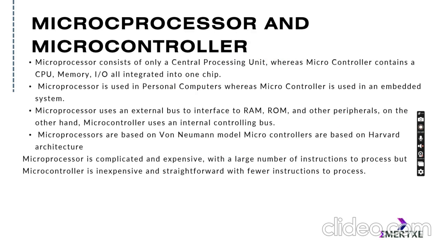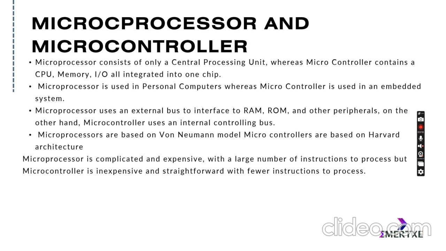Coming to the difference between a microprocessor and a microcontroller, what is the basic difference? The microprocessor consists only of a CPU and requires external components, while a microcontroller integrates a CPU, which is like a computer, with memory and I/O peripherals into one chip. So it becomes like a miniature computer.